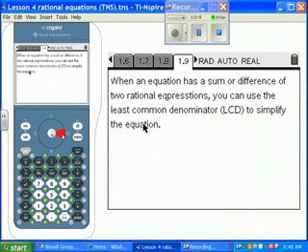Okay, so let's move on to the next page. When an equation has a sum or difference of 2 rational, that's supposed to say expressions. How would you pronounce that? I have no idea. There's no T. When you type that, I told you guys I can't spell. When an equation has a sum or difference of 2 rational expressions, you can use the least common denominator to simplify the equation. I was probably thinking about equation and expression at the same time and combined them. I do that a lot.